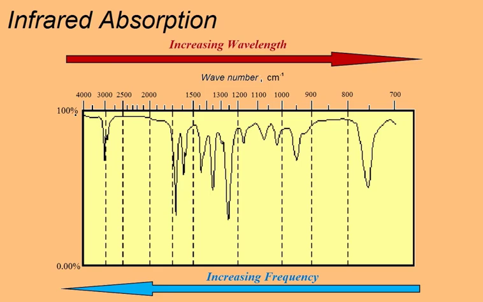Our baseline is actually across the top of the spectra, 100% transmission of the radiation. And as we move down, we're seeing greater and greater absorption of the infrared radiation. So right down at the bottom is 0% transmission, meaning that all the radiation of that frequency is being absorbed by the molecule.